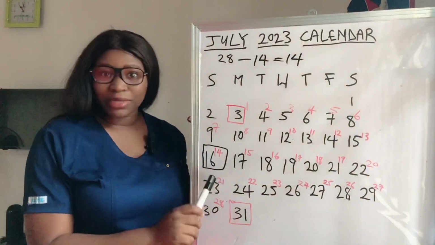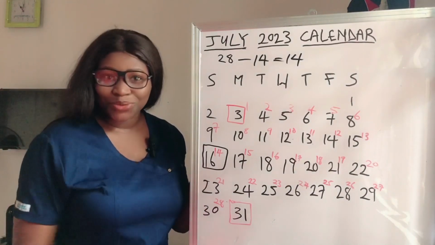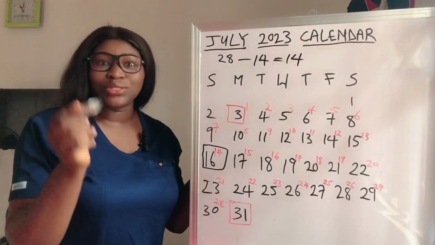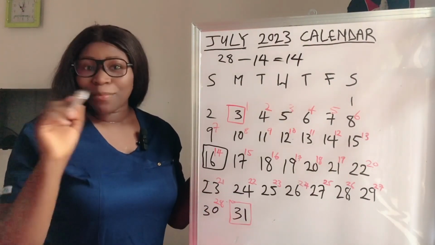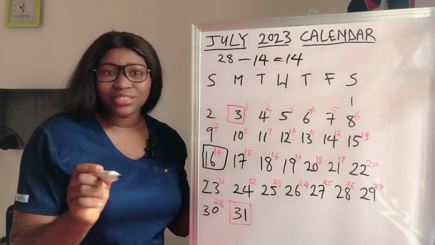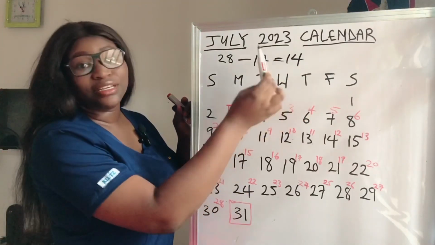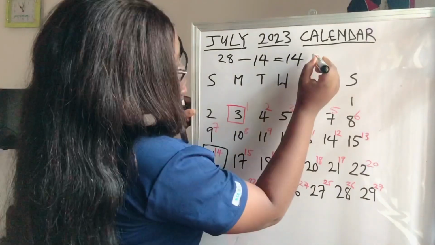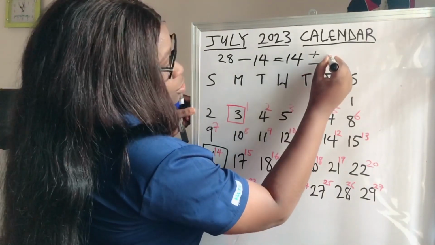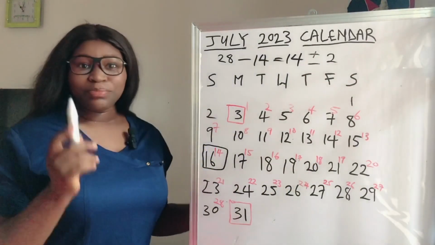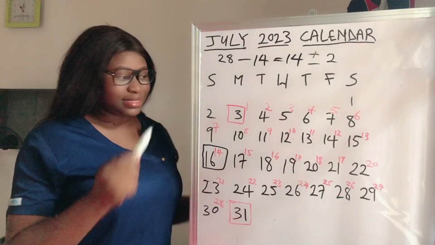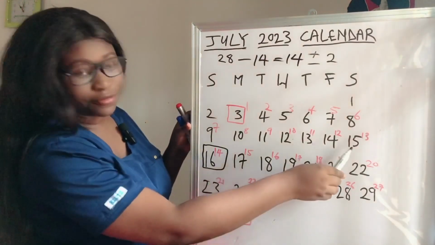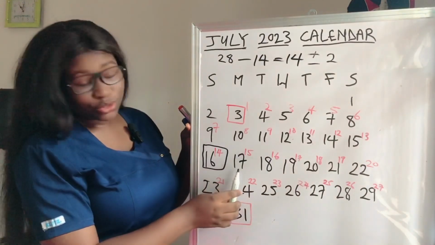Now, because this method is not 100% accurate, what we do is something we call plus or minus 2, just to be on the safe side. Ovulation day is day 14. Now you do plus or minus 2. This plus or minus 2 simply means you add 2 in front and then you add 2 at the back.